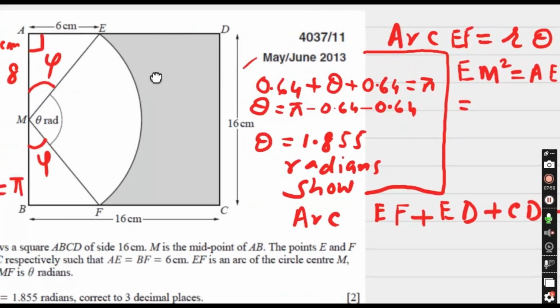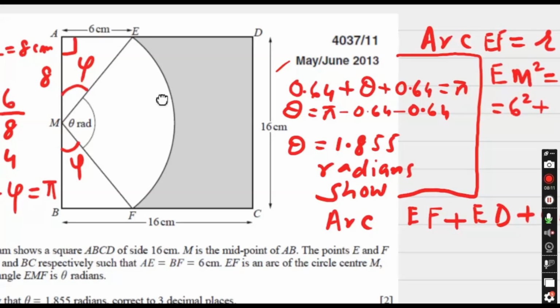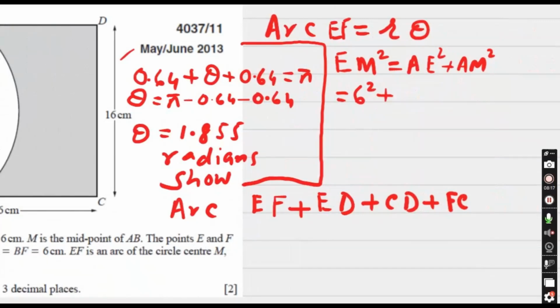AE is given in the diagram as 6. So 6 square. What is AM? AM we have already found in the previous part, that is 8. So 8 square. So 8 square plus 6 square is 100. And the square root of 100 is equal to 10. So as you know, EM is the radius, therefore the radius is equal to 10 centimeter.